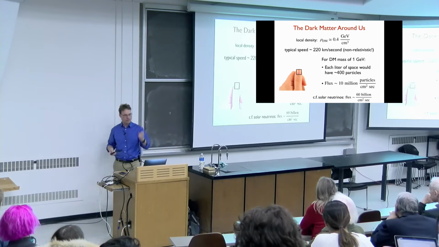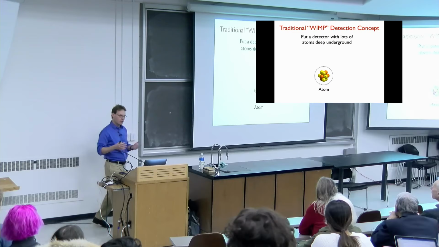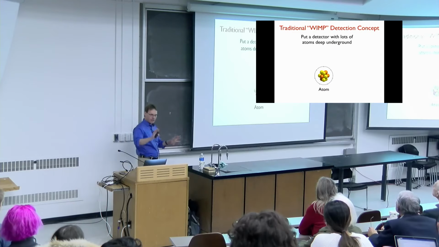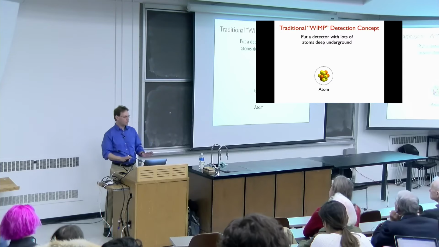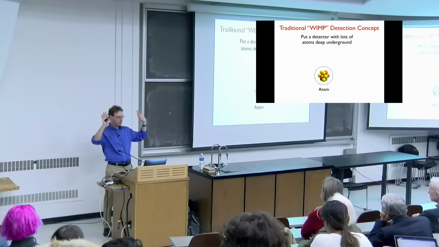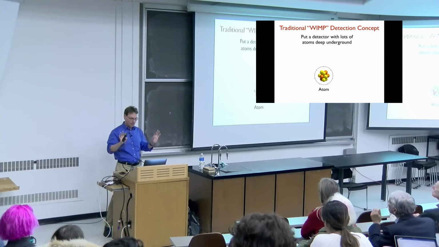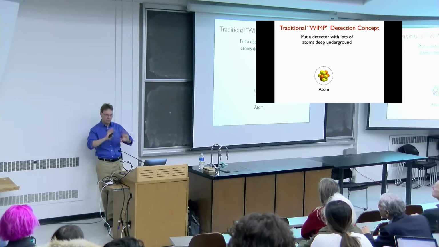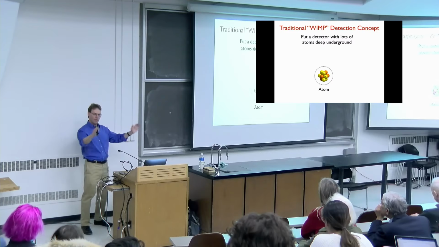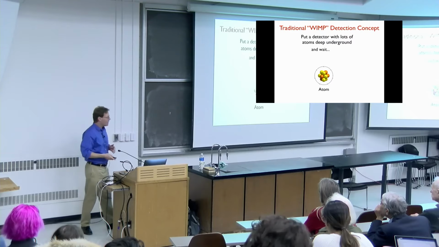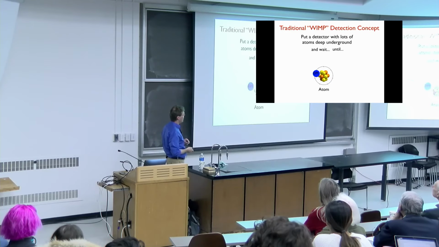So the question is, how do we detect them in our detectors? How can we look for them? So the traditional WIMP detection concept, if I can call it that, which is fantastic, right? Don't get me wrong. The idea is that you take a detector, you put it deep underground to shield it from cosmic rays, because cosmic rays can mimic your signal potentially. You still have to worry about radioactivity, and a lot of work is spent on worrying about this, but you can at least shield from cosmic rays if you go deep underground. And you sit there, and you wait, and you wait, and you wait, until hopefully a dark matter particle comes by and hits a nucleus inside your detector.